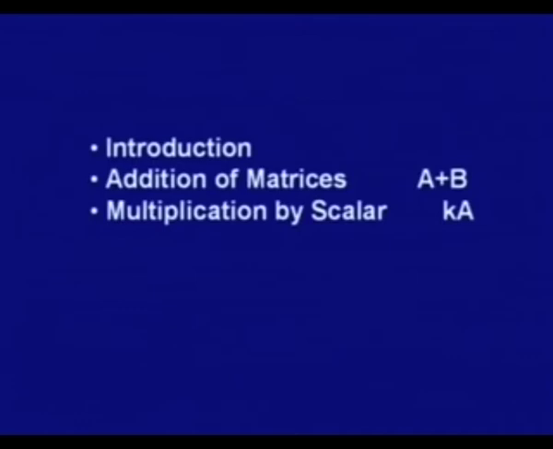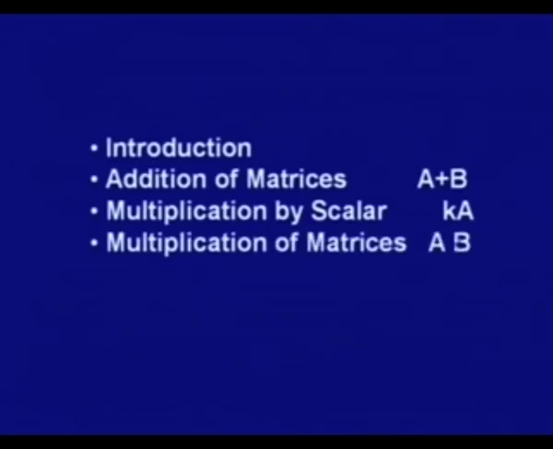Then multiplication of two matrices have been defined, and we have discussed that matrix multiplication is not commutative. We have discussed the associative property and distributive property of matrices. We have introduced how we multiply a matrix by itself and what is the meaning of A square. I have given A raised to power p.